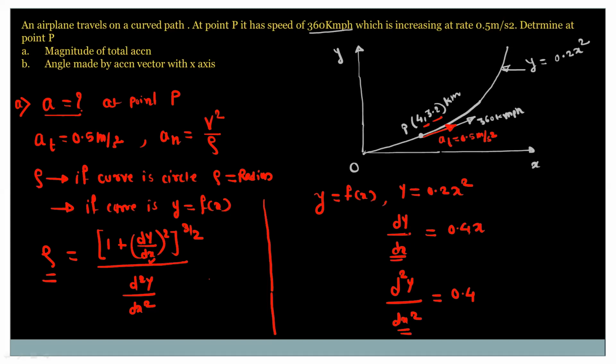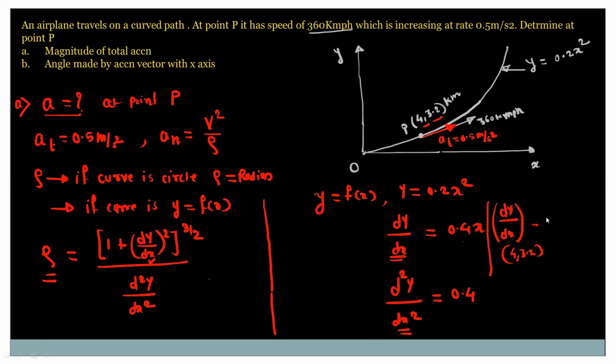So here we have to find out the dy by dx at the point P (4, 3.2) and d2y by dx2 at the point (4, 3.2). Okay. So put that value. So this dy by dx at the point P having the coordinates 4 and 3.2.